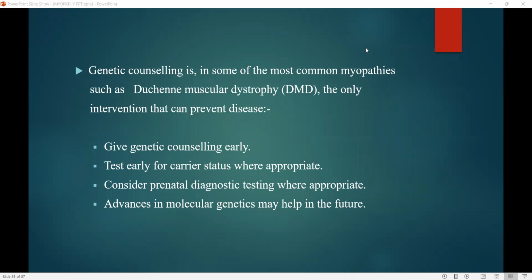The genetic counseling is, in sum, for the most common myopathies such as Duchenne muscular dystrophy, DMD. The only interventions that can prevent the disease: give genetic counseling early, test early for carrier status where appropriate, and consider perinatal diagnostic testing where appropriate. Advances in molecular genetics may help.